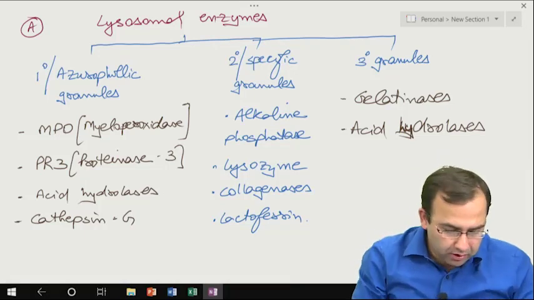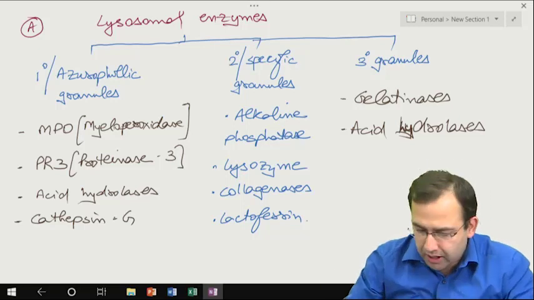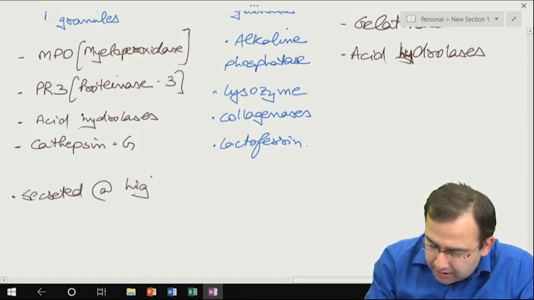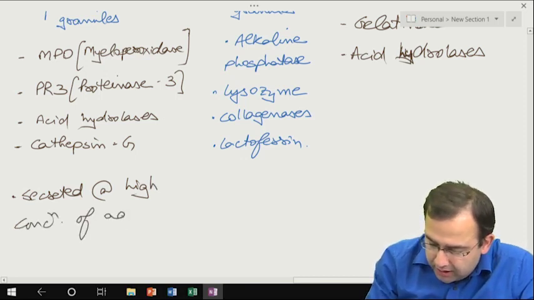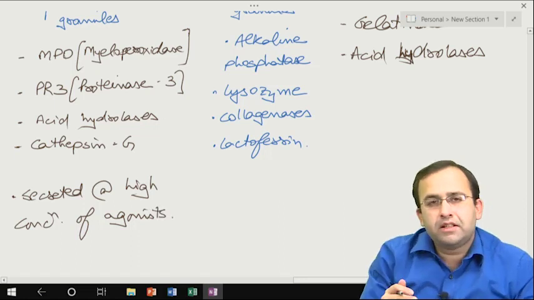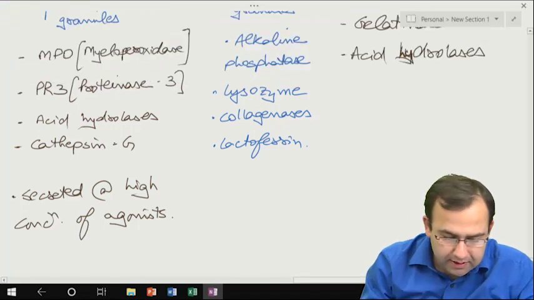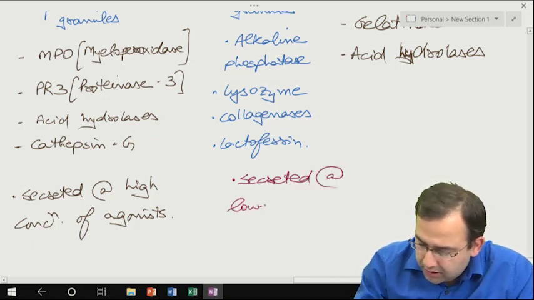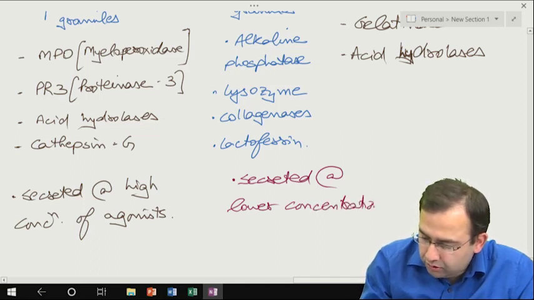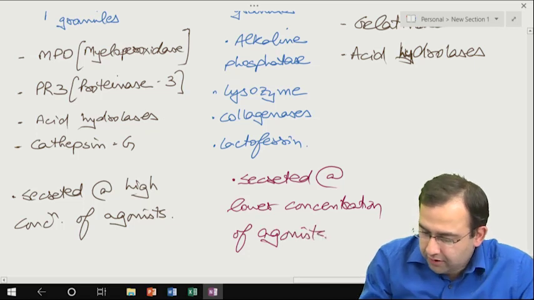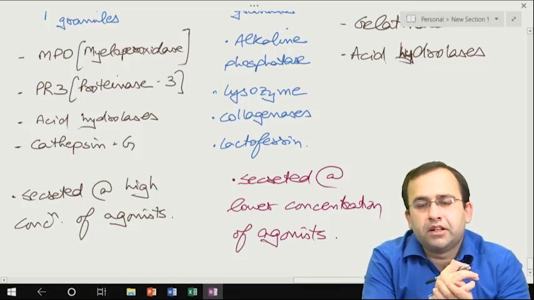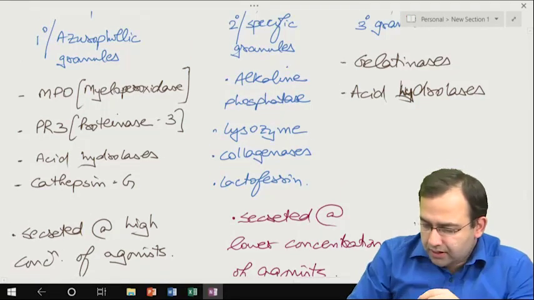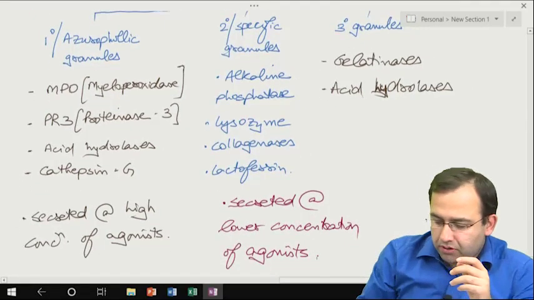Next point, before we go further, another basic difference between primary and secondary granules: primary granules are secreted at high concentration of agonist, versus secondary granules, which are secreted at lower concentration of agonist. This was important, the lysosomal enzymes of the lysosomal granules.